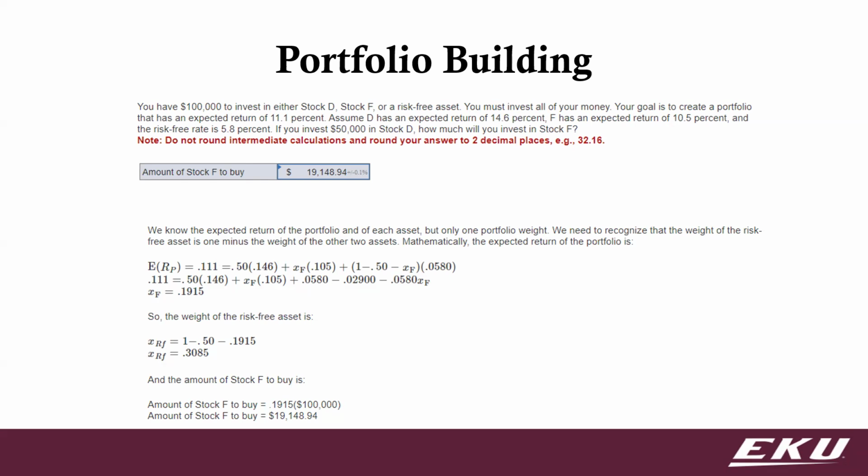We had $100,000. 0.1915, that's where it rounds at least. But you know, if you do more digits, then you get $19,148.94, which is, you know, again, like a little over 19% of the 100,000. So 50% is in D, a little over 19% is in F, and then the remaining a little over 30%, almost 31%, is in the risk-free asset.